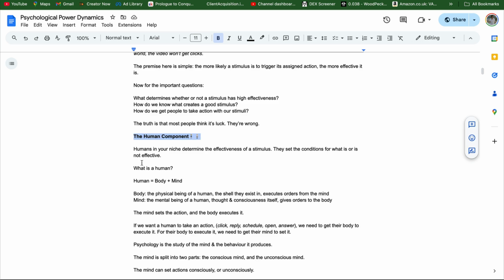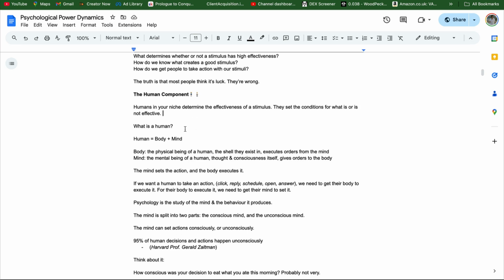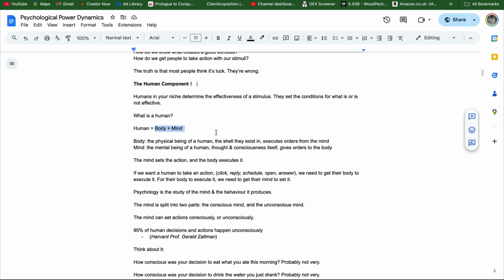So now we've got the human component. Now, humans in your niche determine the effectiveness of a stimulus. They set the conditions for what is or is not effective. What is a human? Human equals body plus mind, okay, if we think on first principles.